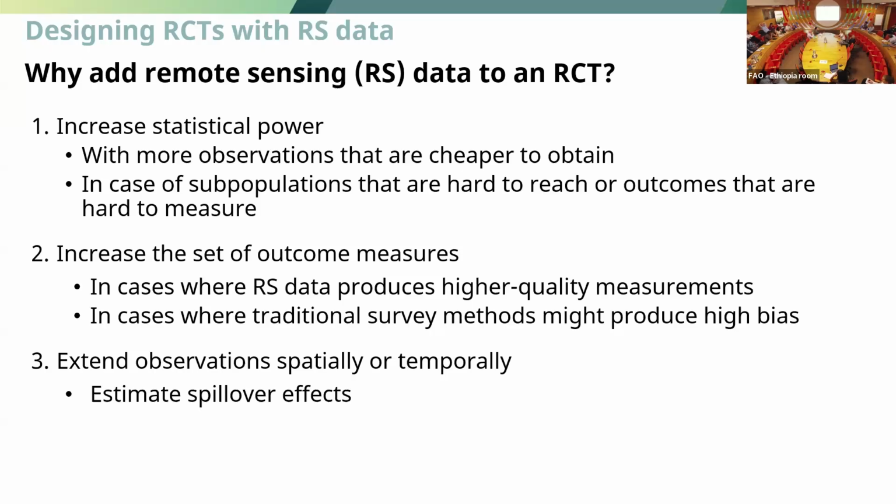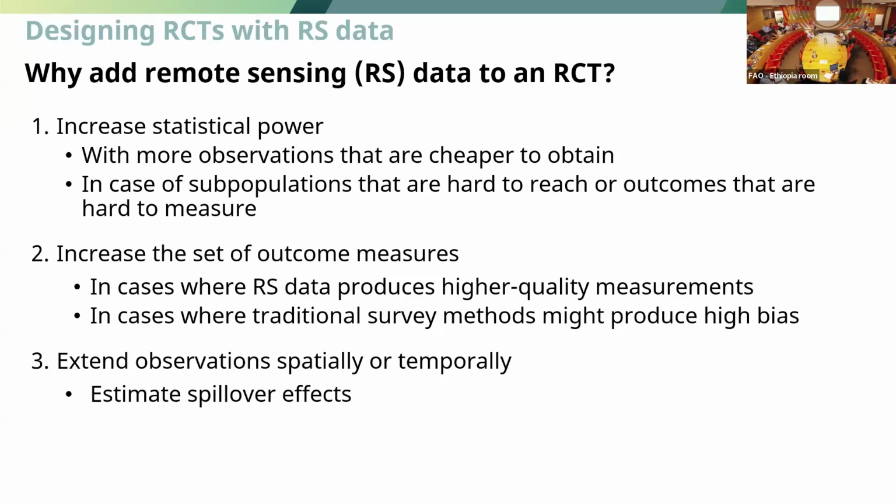Often a reason that people want to add remote sensing data is to increase the set of measurements. So sometimes remote sensing data does produce higher quality measurements than you can get on the ground. And often survey methods produce bias. People will tell surveyors what they want to hear. They'll say, yes, we're implementing your project. We're doing all the things you told us to do. Sometimes you want to observe that remotely and see what's going on. Or in the case of illegal activities, the opposite. Maybe people will tell you they're not doing things that they might actually be doing because it's illegal.